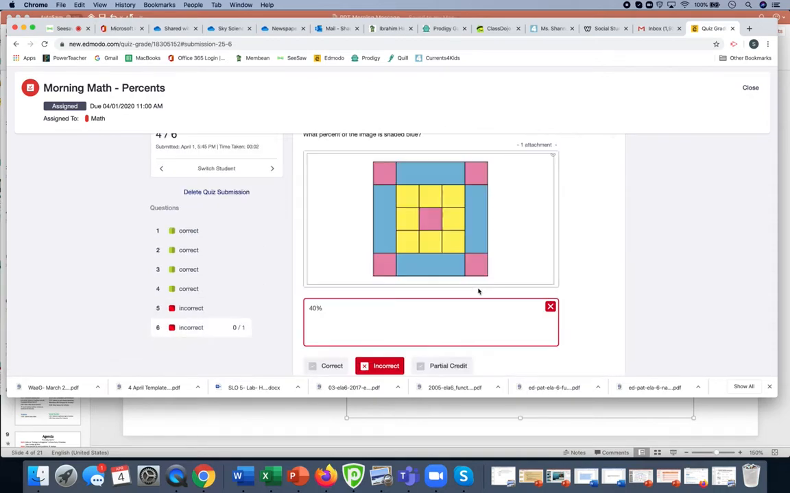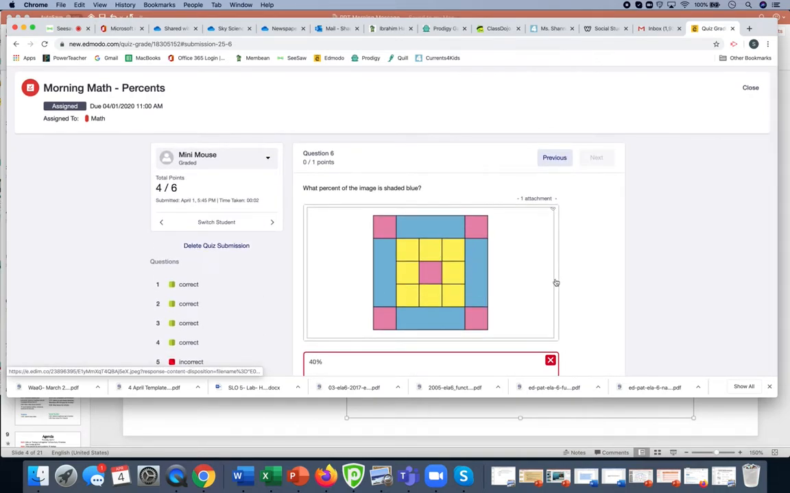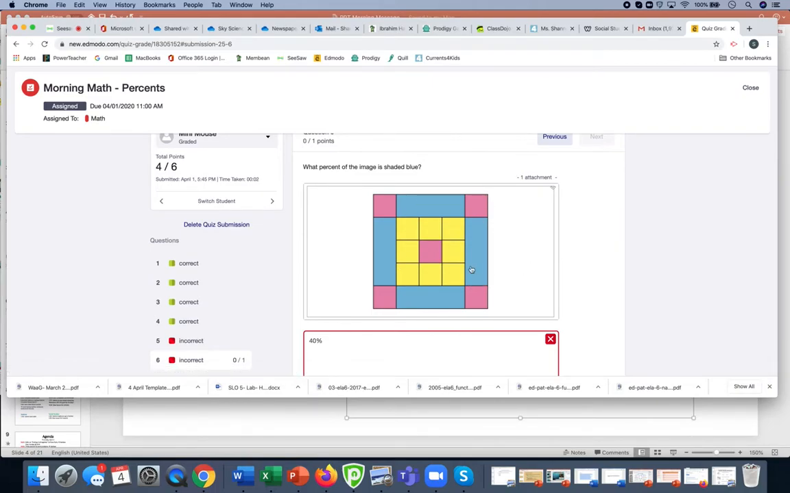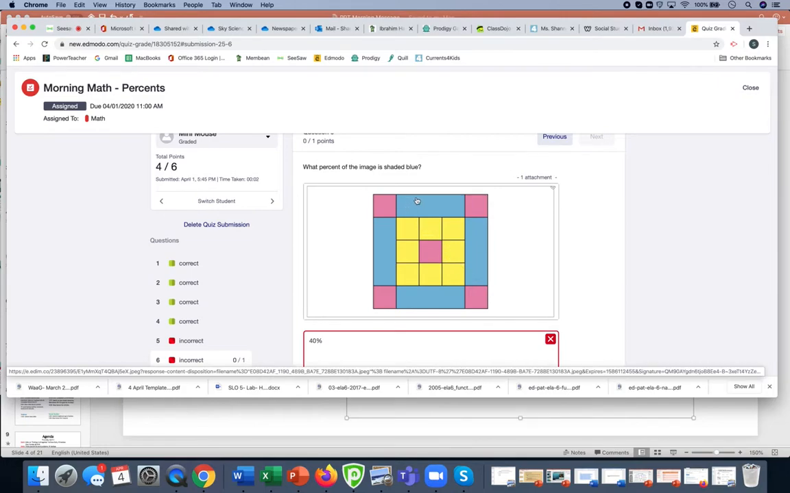Okay, last one. This was also an old PAT question. What percent of the image is shaded blue? Okay, so what we had to do is figure out how many pieces are in the full. So we know 1, this would be 2, 3, 4, 5, times, same thing, 1, 2, 3, 4, 5. So 5 times 5 is 25. Okay, so denominator is 25. Plus how many's on top? How many blues do we have? So what's the numerator? 1, 2, 3.